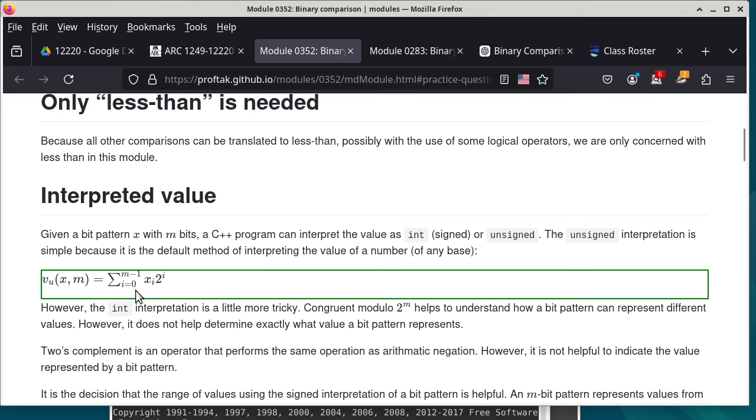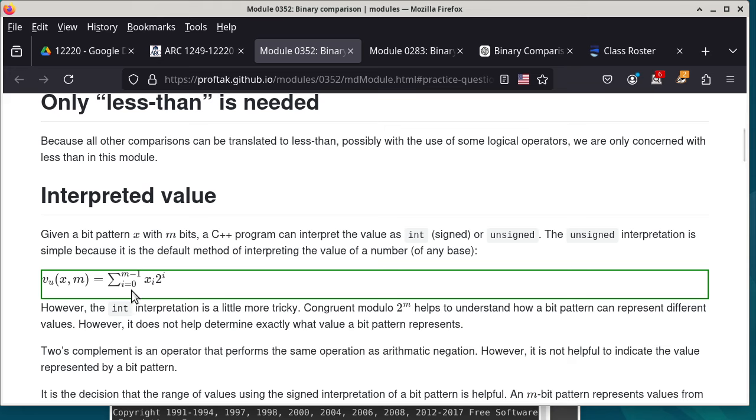So the way it is calculated is on the other side. It is using the sigma notation, where I, as an index variable, starts from 0 and ends at m minus 1, and the terms that we are adding are x of I, which is bit I of the pattern, digit I of the binary number x, times 2 to the power of I. So all of those terms have been introduced already.